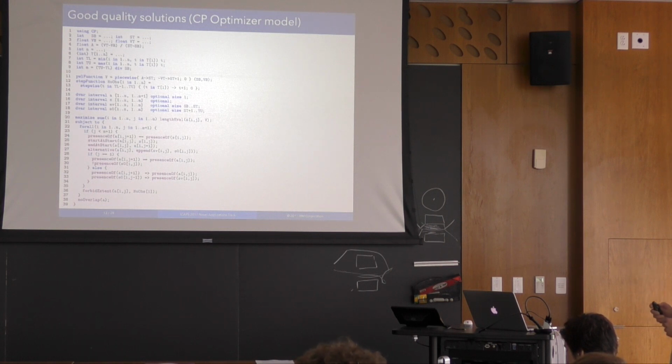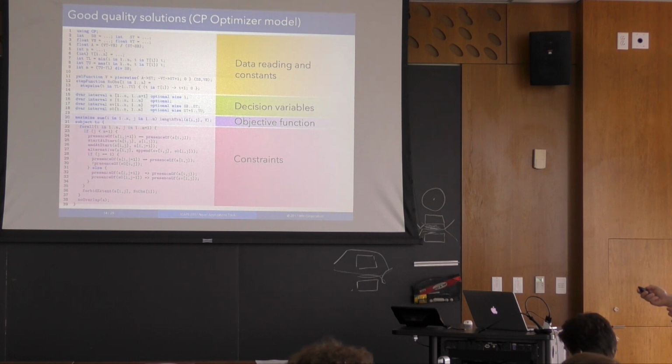I will spend now the rest of the time to describe slightly, give the idea of this model at least. So this is OPL, but you don't need to know OPL to understand this, but this is just to give a rough idea of the model. So there is a first part which is about data reading here. Okay, this is not very interesting, but building some constant structure. Then we define a set of decision variables for the problem, the objective function, and then the constraints.